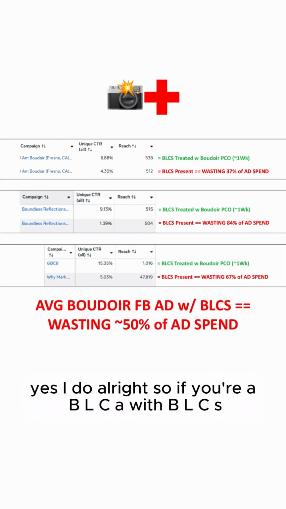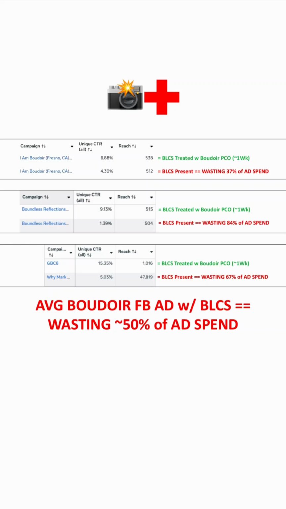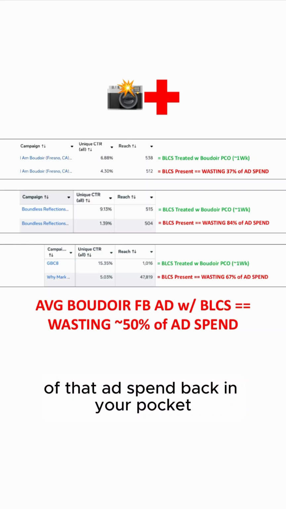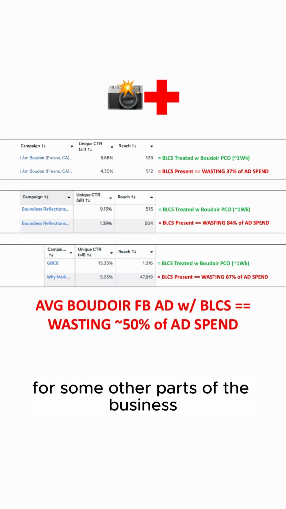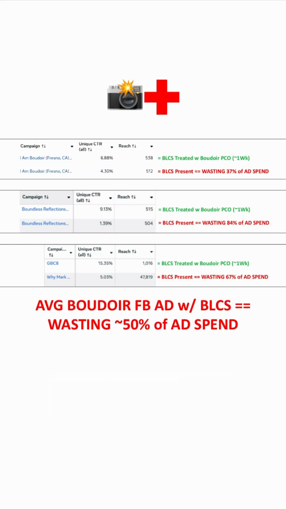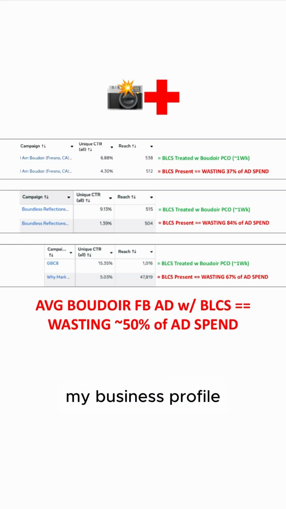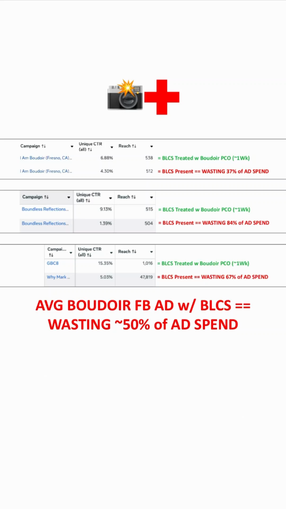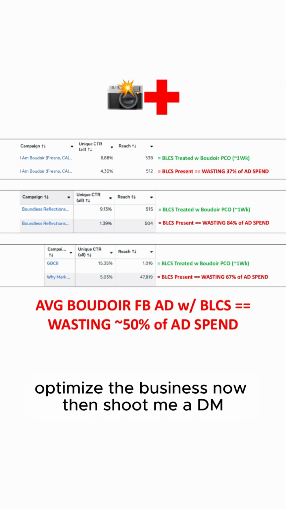All right, so if you're a BLCA with BLCS, a Boudoir low click advertiser with Boudoir low click syndrome, and you're spending more than 10 grand a month in Boudoir Facebook ads, and you want to save approximately 50% of that ad spend back in your pocket, so approximately 5K a month or 60K over the next 12 months, and you want to pull that profit out of the inefficient Facebook ad spend because you've already pulled it out for other parts of the business, and you realize it's time to pull profit out of the business now because more boudoir photographers are popping up on Google My Business, saturating the market and driving prices down for everyone, but inflation's still hitting everyone hard, and you still want to be on your way to being the number one boudoir photographer in your city, but you want to pull out some profit now and optimize the business now, then shoot me a DM.